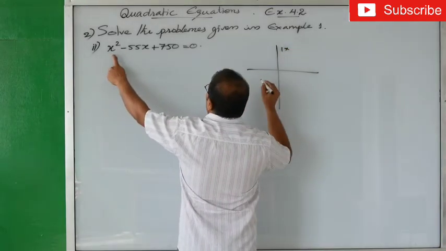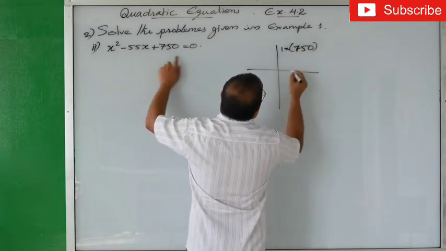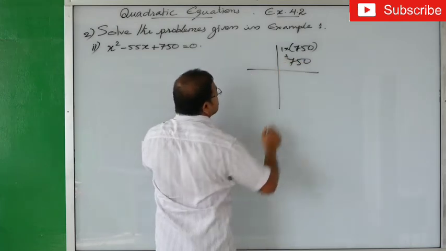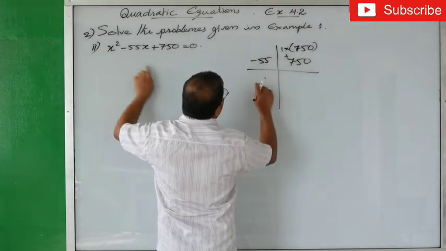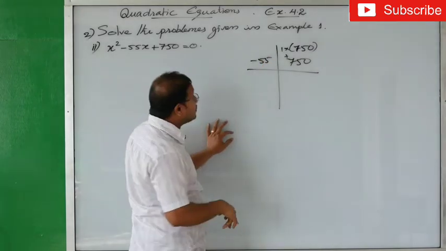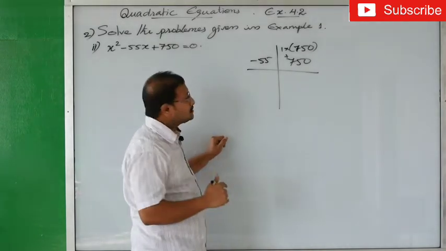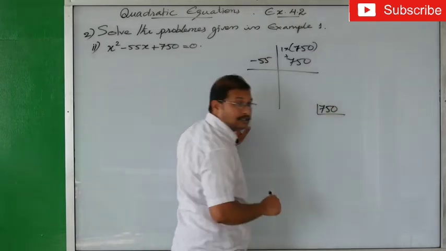No number means 1 into 750. That means 1 into 750 is 750. That is plus 750, and the middle term is minus 55. Multiplication plus, addition place minus means both numbers are minus. Ready? So we will break 750 by factorization.